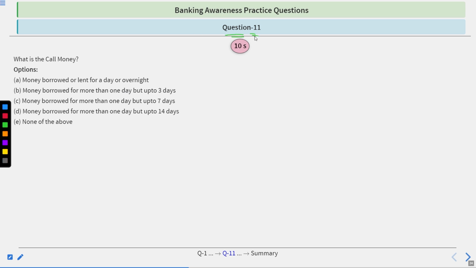Question number 11. What is call money? Money borrowed or lent for a day or overnight. Money borrowed for more than 1 day up to 3 days. Money borrowed for more than 1 day up to 7 days. Money borrowed for more than 1 day but up to 14 days. None of the above. You have 10 seconds to think and answer. Time starts now.